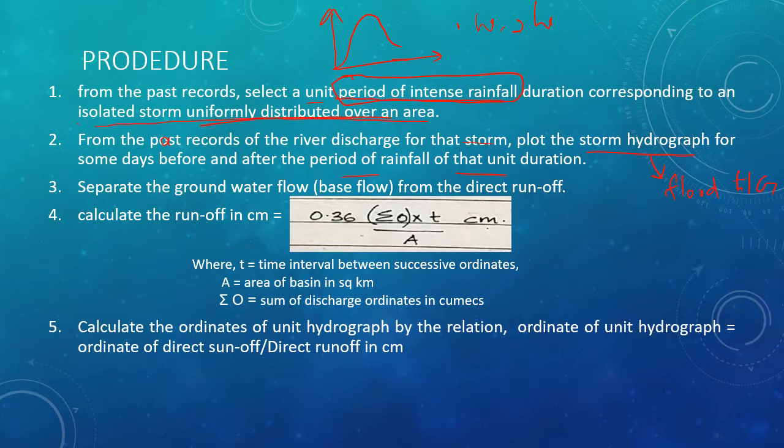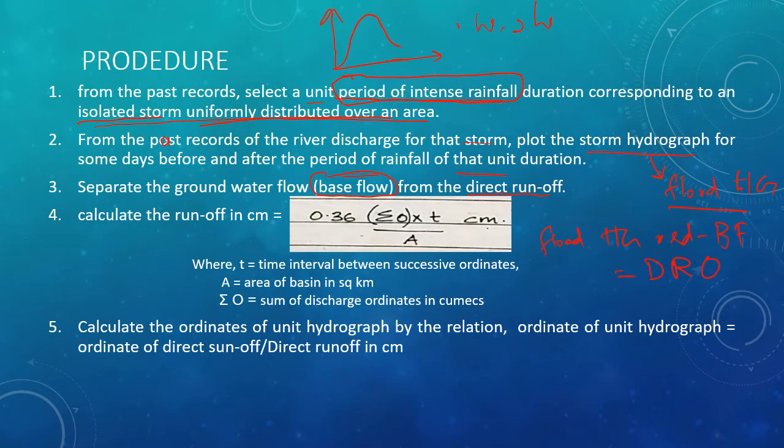We said we will be considering an isolated storm, so we will be taking data before and after that storm has taken place, and we will be preparing a flood hydrograph corresponding to that data. Now we need the base flow data also, so we will be separating the base flow values from the flood hydrograph. That is, flood hydrograph ordinate minus base flow will give you the direct runoff ordinate. So we will now find the direct runoff ordinate from the flood hydrograph ordinate by subtracting the base flow.